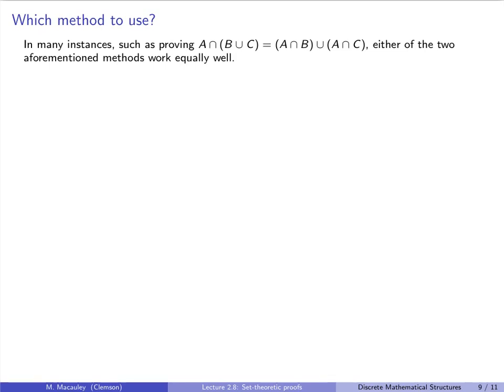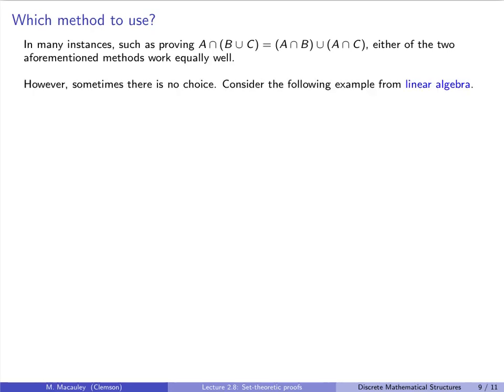In many instances, such as the example that I showed you in this lecture of proving the distributive law, either of the 2 aforementioned methods work equally well. However, sometimes there really is no choice. Sometimes you have to use one method over the other. As an example of this, consider the following from linear algebra. If you haven't taken linear algebra, then that's fine. I will give you the necessary definitions. You probably won't feel as comfy with it as those of you who have taken it, but I think that's okay.